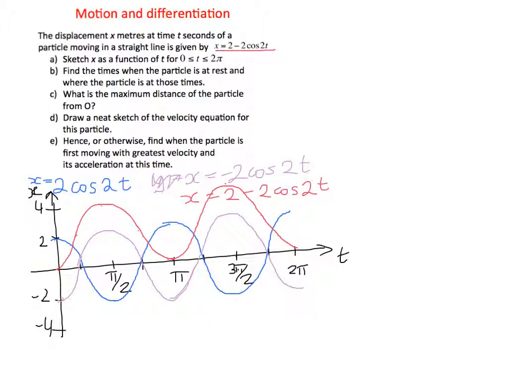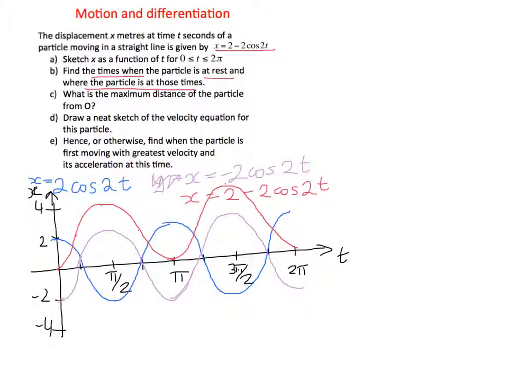Part B, find the times when the particle is at rest and where the particle is at those times. So our particle is at rest when the velocity is 0. The velocity is the gradient function. Where is the gradient of the tangent 0 on this red curve? Well, you can see it's going to be right there. The gradient of the tangent would be 0 at 0, pi on 2, 3 pi on 2, and 2 pi. So at all our turning points, the particle is going to be at rest.